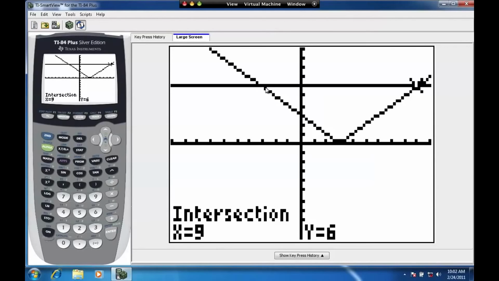And that's how you solve points of intersection on the calculator. You could do this with any number of functions.